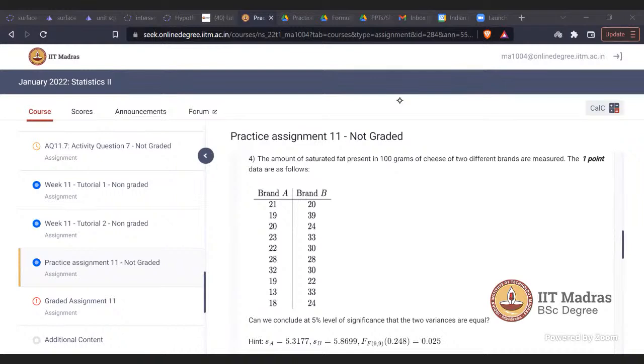But why don't we use the chi-square here? Because we have two samples. You have brand A and brand B, right? You have two samples. Chi-square also we use with two samples, no? In chi-square, ma'am, SASD was there, no?